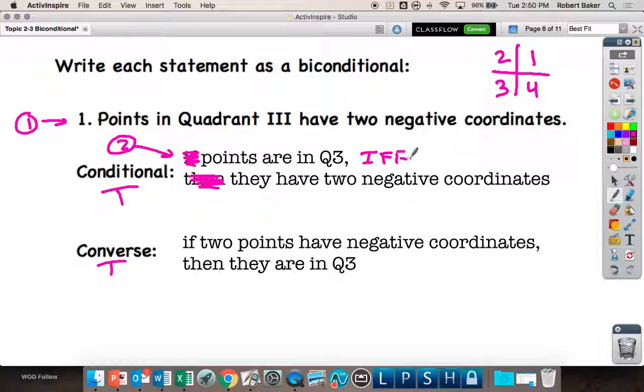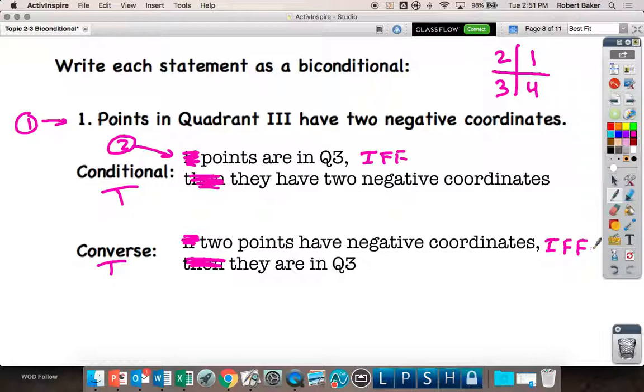You get rid of the if, you get rid of the then, and you add an if and only if between them. And it works both ways. I don't need you anymore. But I do need one of these. 2 points have negative coordinates, if and only if they're in quadrant 3. It makes sense in English. It's hard to do it from this one. It's easy to do it here.